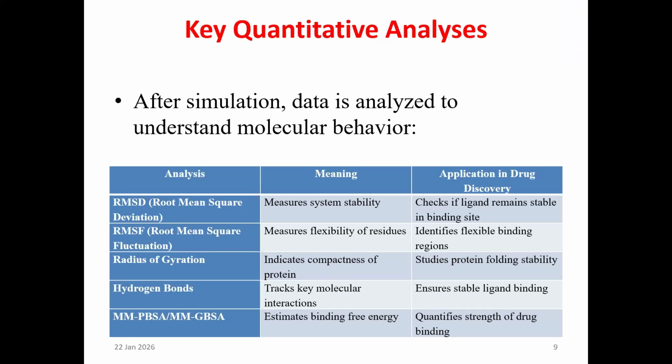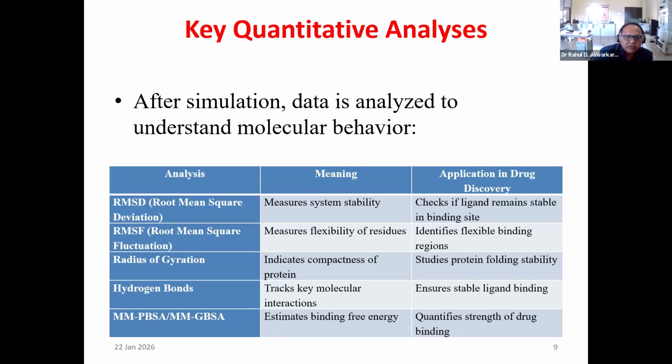Then we go for the analysis of radius of gyration, which indicates the compactness of the protein. This parameter is used to cross-check the geometric fit of the ligand within the receptor binding pocket.